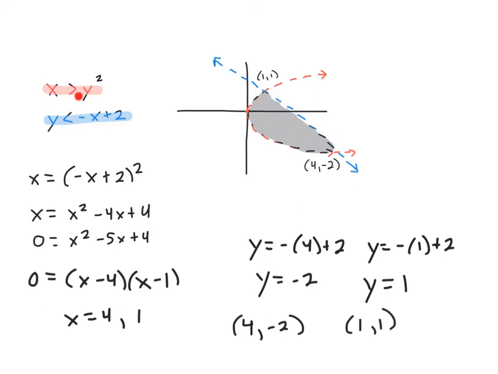And then to solve this one, I use substitution. I know that y is equal to -x plus 2, so I substituted it right here. So I have (-x plus 2) squared. Now we just have a quadratic equation, which is why we have two solutions. So we have the solution (4, -2), and the solution (1, 1), which does match up nicely with our graph.